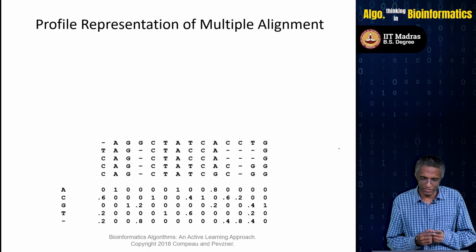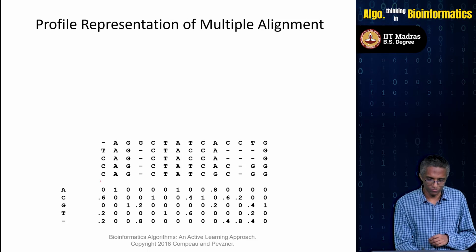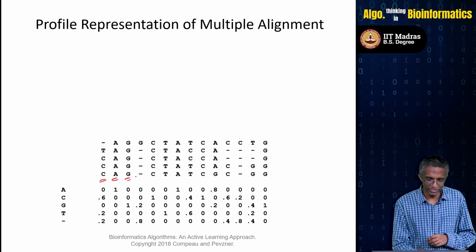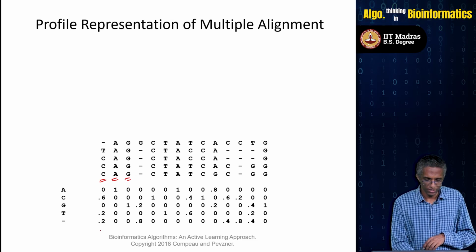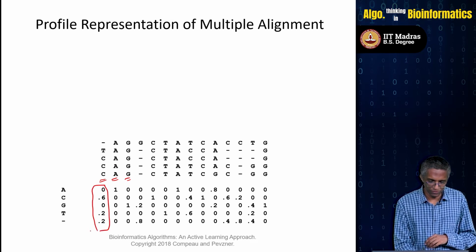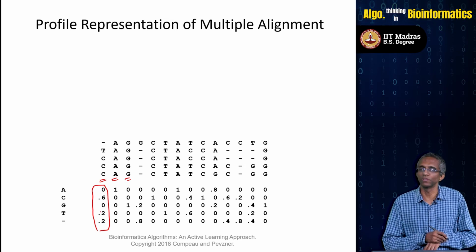In a profile representation, you have a multiple alignment, and each of these columns you just represent using the frequency of A, C, G, T, and dash in that particular column, right?